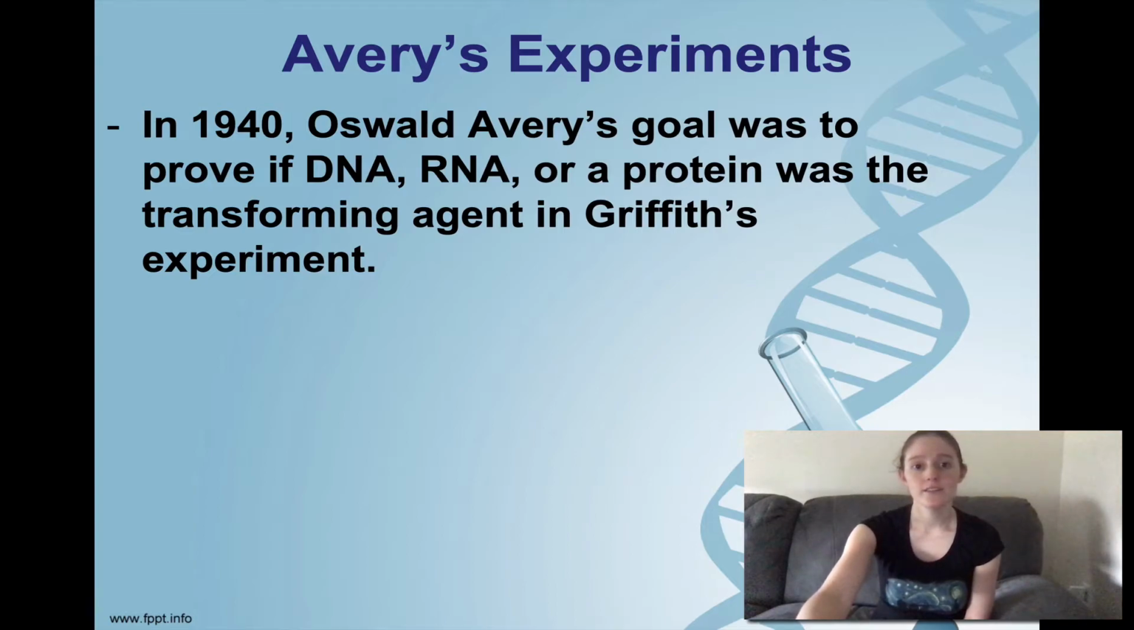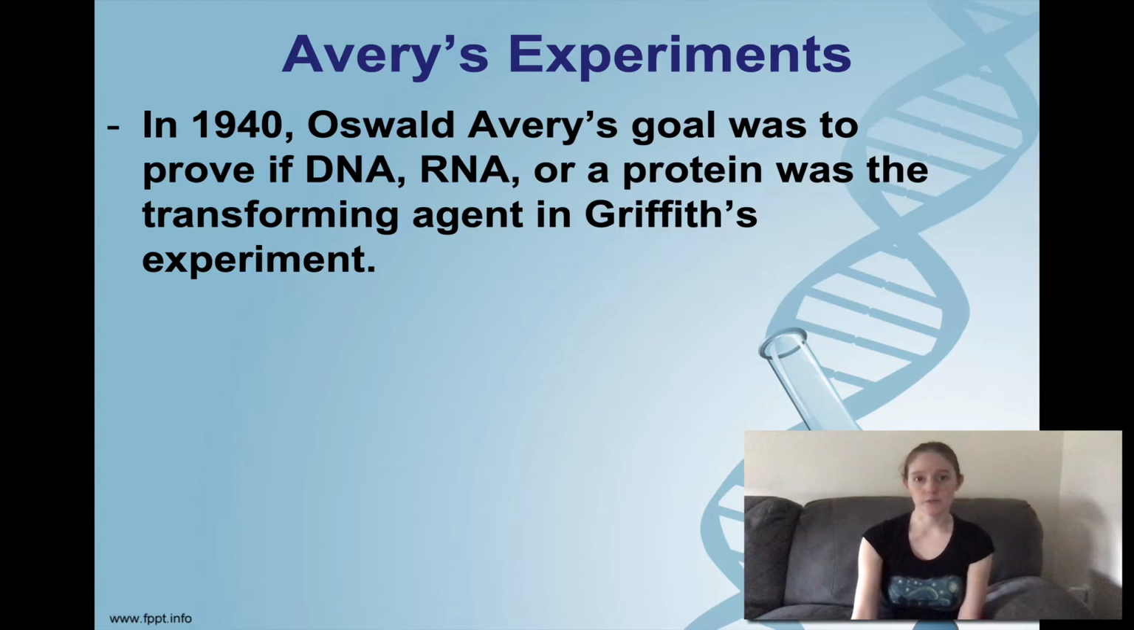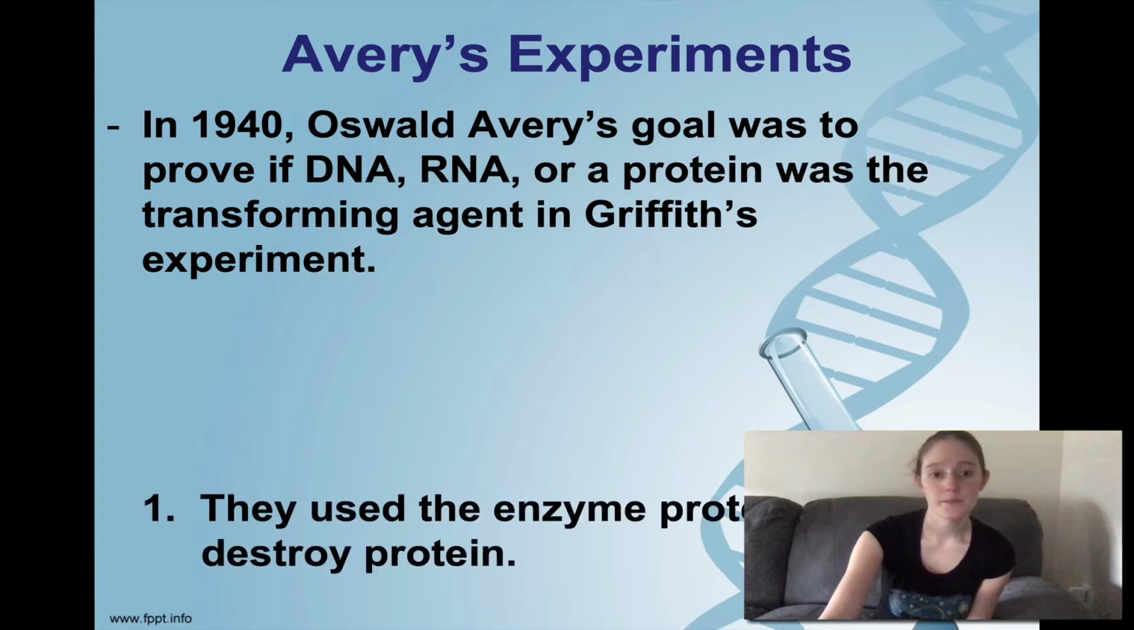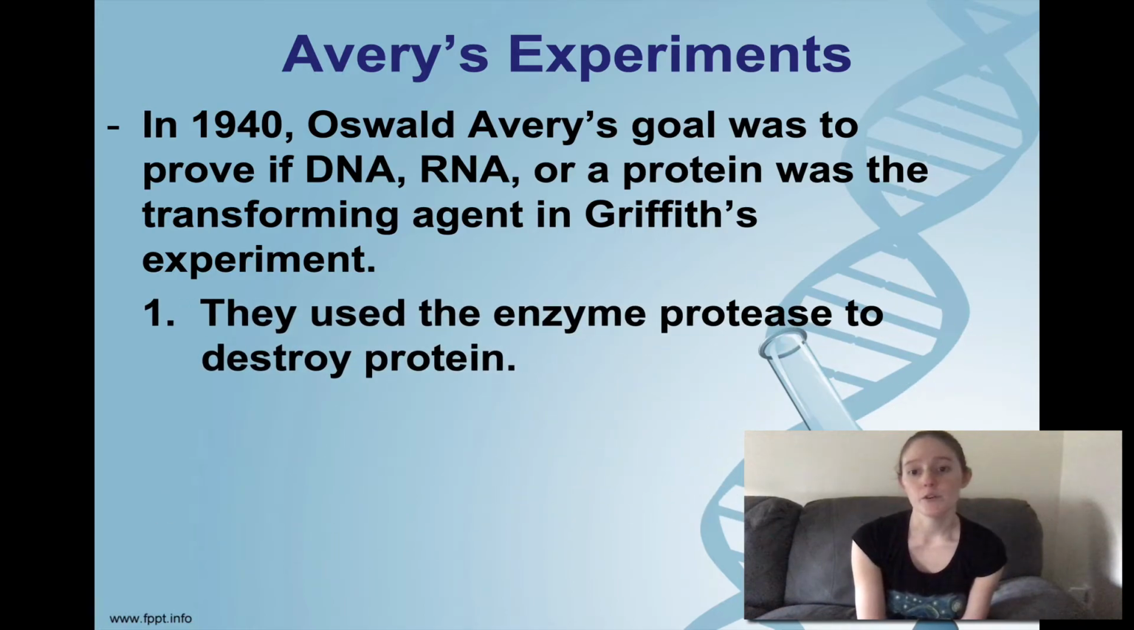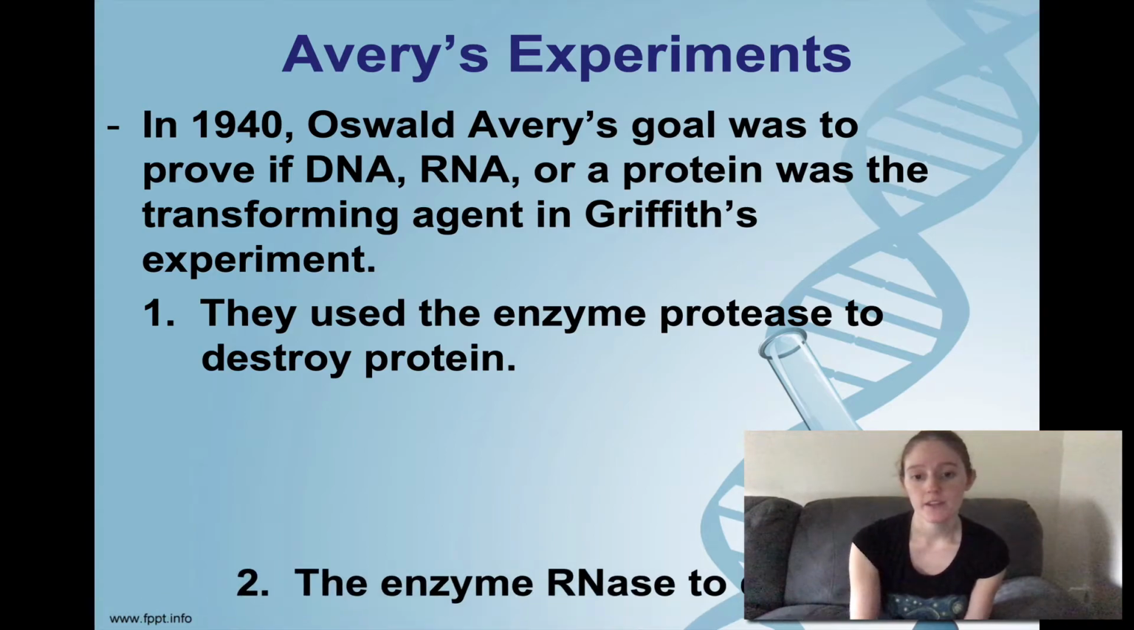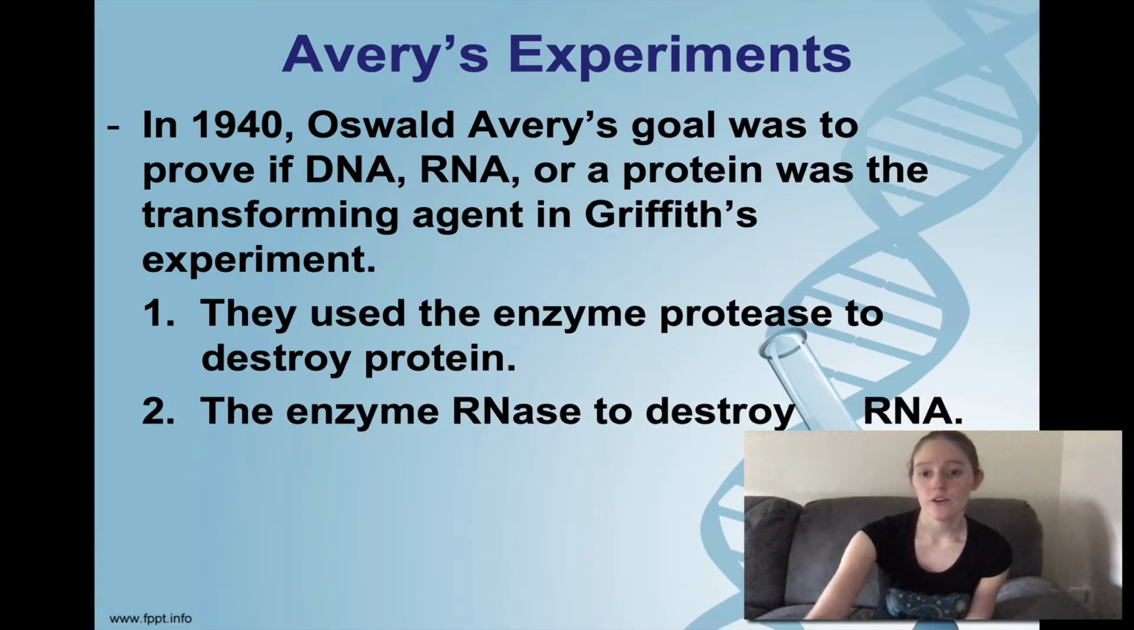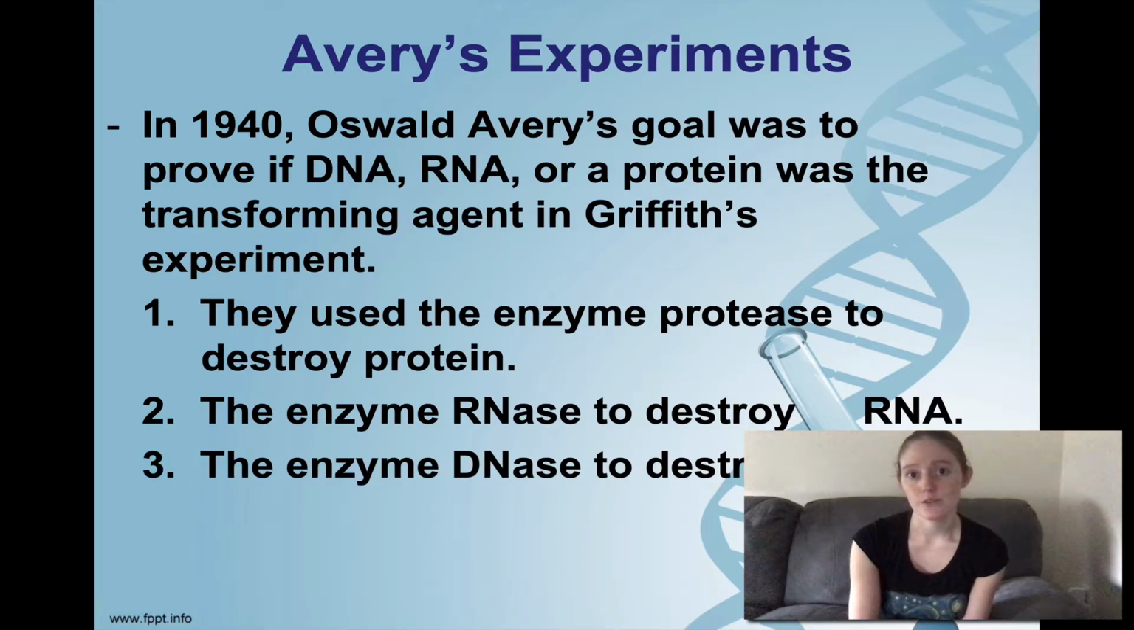In 1940, Oswald Avery's goal was to prove whether DNA, RNA, or protein was a transforming agent. He knew there were 3 things in cells, and he wasn't sure which one was going to be the one that ended up killing the mouse. So he used an enzyme called protease, which destroys protein, RNase, which destroys RNA, and DNase, which destroys DNA.